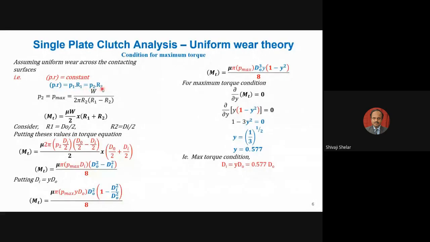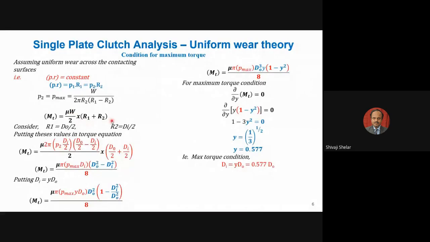So we consider inside radius R2, inside pressure P2, which is maximum. So P2 is equal to P max. We have already written this formula: W is equal to 2 pi R2 into R1 minus R2. This formula is available in the previous slide. Then we have the torque carrying capacity formula for uniform wear, also available in the previous slide. That is MT is equal to mu W by 2 into R1 plus R2.